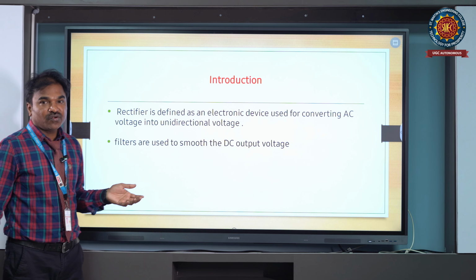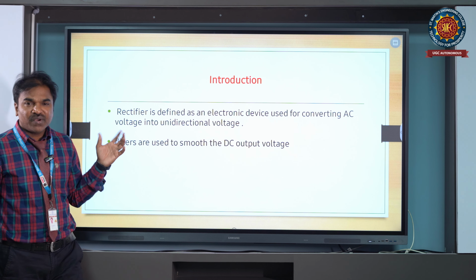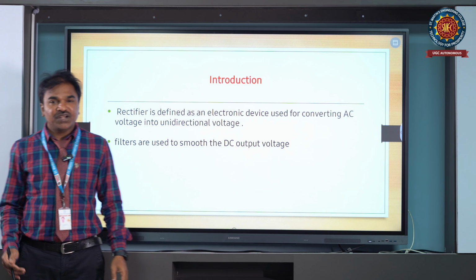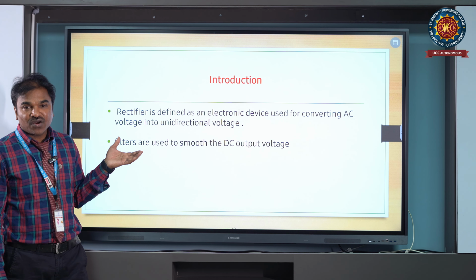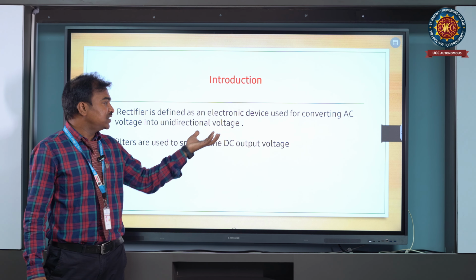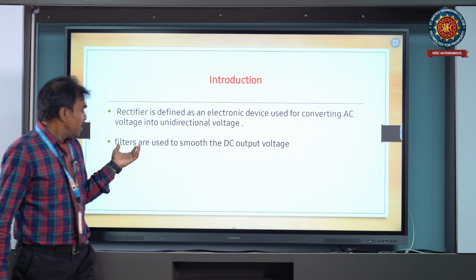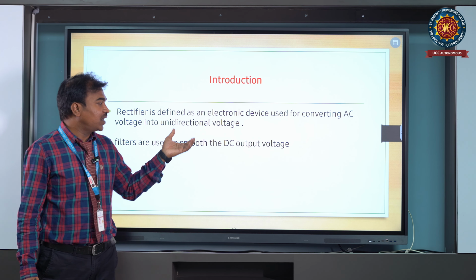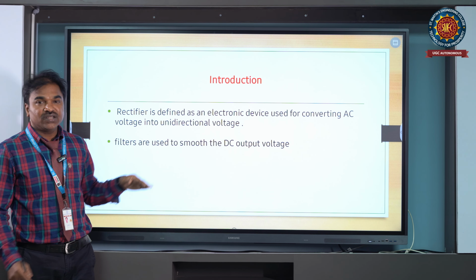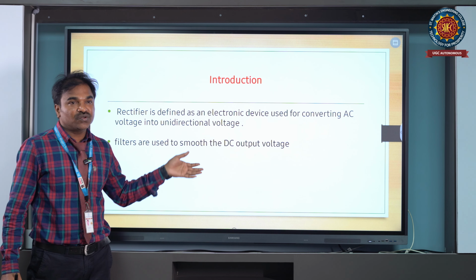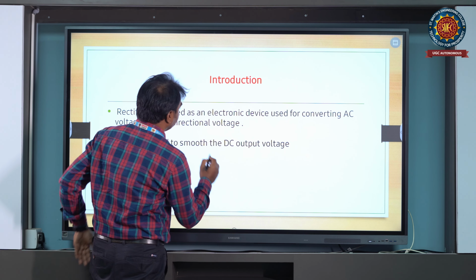Now, the introduction: what is the basic definition of the rectifier? A rectifier is an electronic device that converts AC into pulsating DC. What is the use of the filter? A filter smooths the DC output voltage. If any AC components are there, they will be removed so that the output is DC.